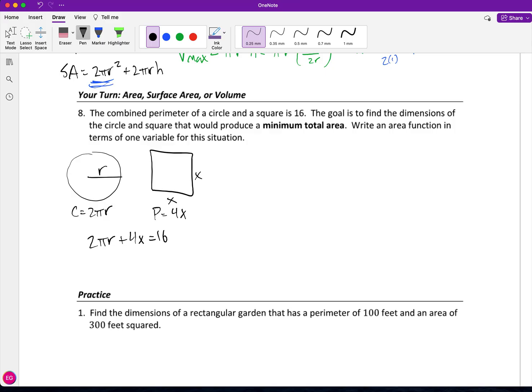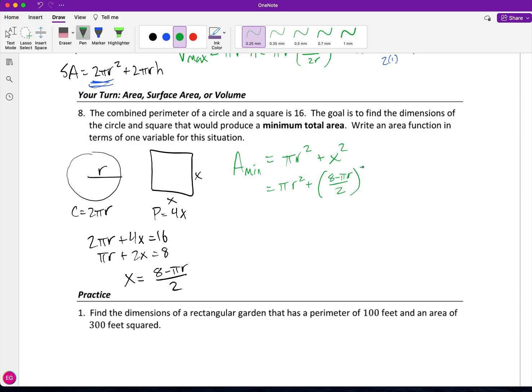And we're going to do the same idea as before. We're going to just try to find one of the variables. I think I'm just going to solve for x, because I think that's going to be easier in the long run. One thing I see first is I can just divide everything by 2, make the equation a little bit easier. And then to get x by itself, I'm going to subtract that pi r and then divide by 2. So there's my x equation. Now, to find this minimum area, we need to remember the area of a circle, pi r squared, and the area of a square is just going to be x squared. So I'm going to have pi r squared plus this 8 minus pi r over 2 whole thing squared.